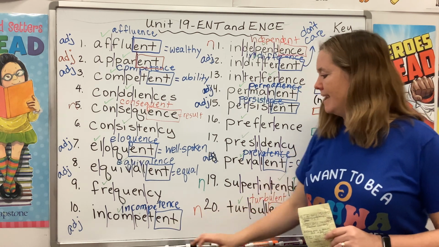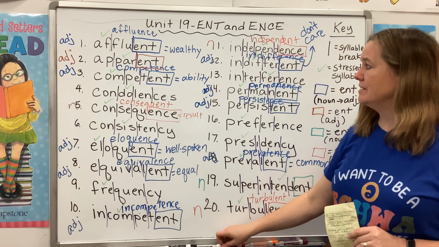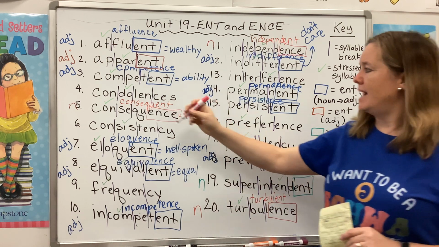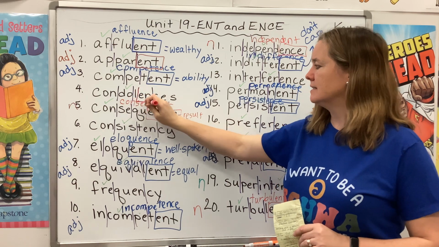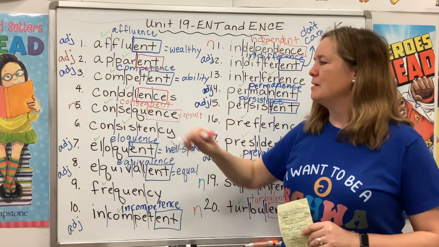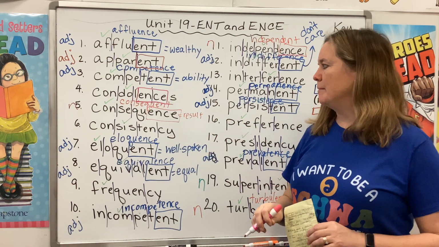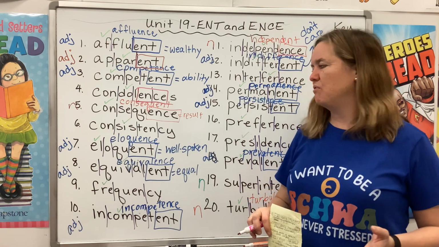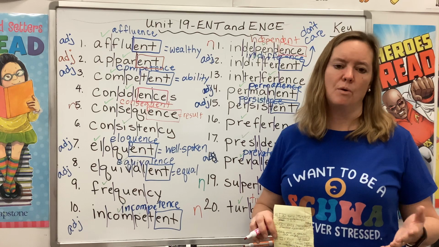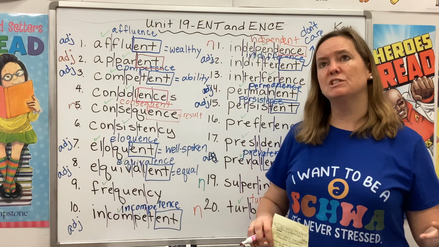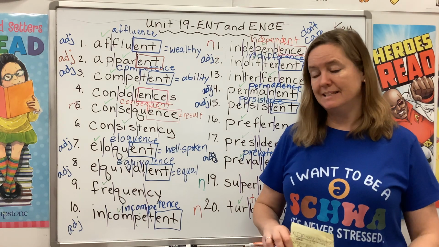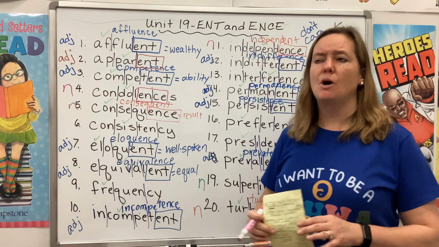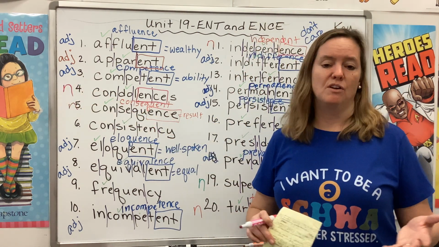Okay, and then we have condolences. So that ends with ENCE, but there's not really an adjective form, and there's not really a verb form either. That word just kind of stands alone. But if you express your condolences, it is a noun. You're showing someone that you're sorry for their loss, right?